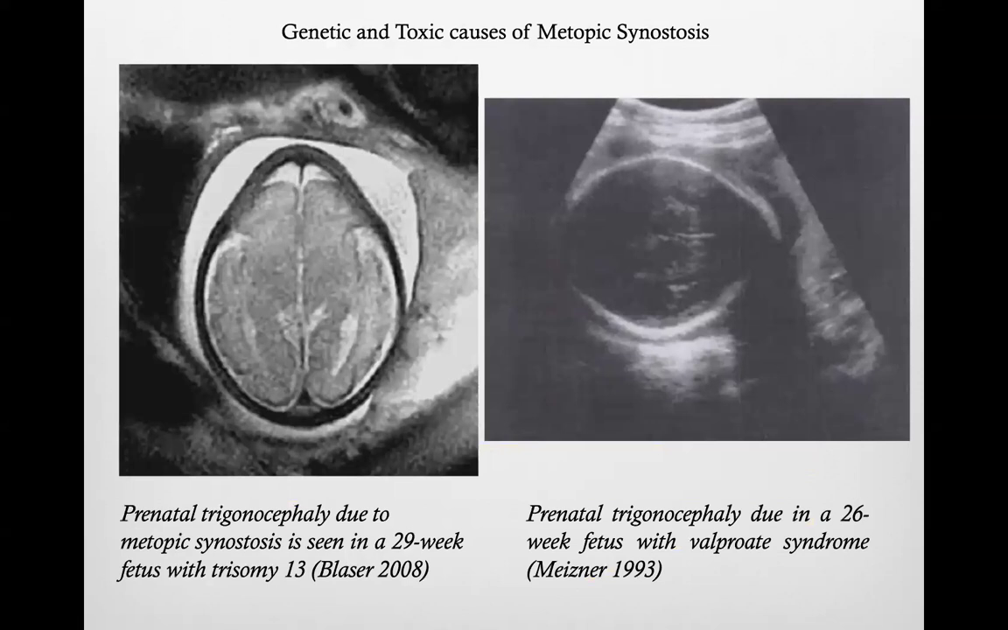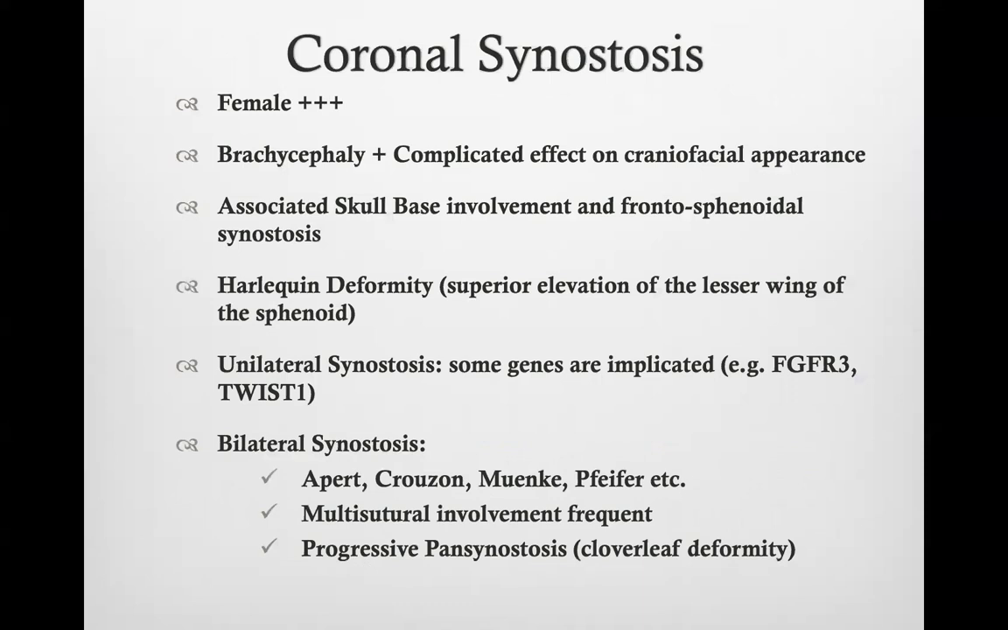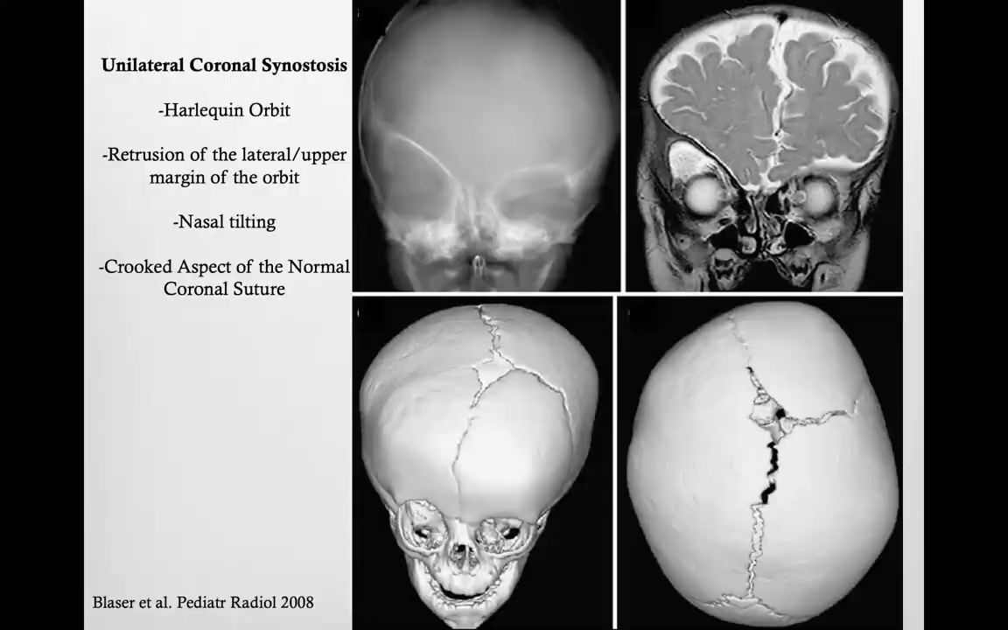And this is what I was talking about: fetal MRI on the left, ultrasound on the right. This is prenatal trigonocephaly due to a metopic synostosis that can have a genetic cause or a toxic cause in case of valproate toxicity. What about the coronal synostosis? Well, it's more common in females, gives you brachycephaly. It gives you this typical harlequin deformity, and there are some genes implicated. And again, like the lambdoid, bilateral coronal synostosis can be seen in syndromic association.